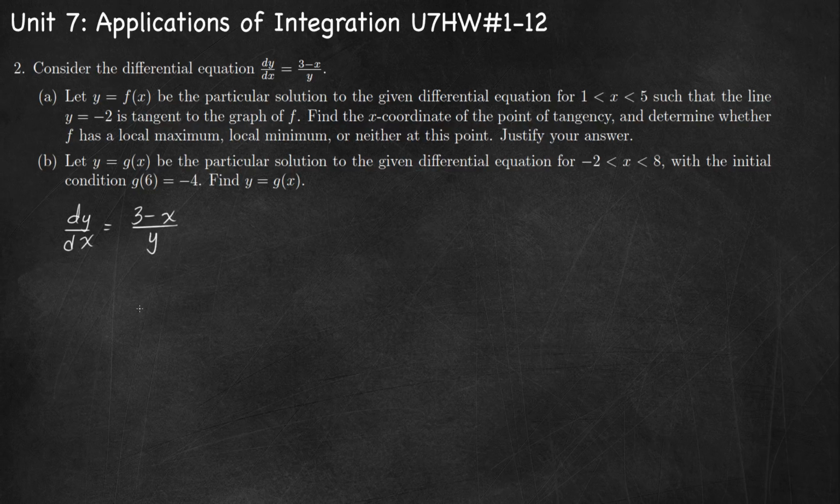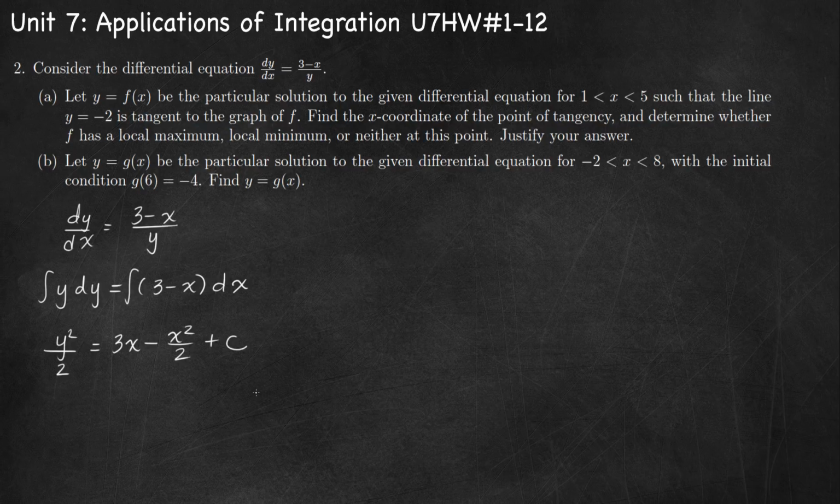I'm going to separate my variables, so we multiply both sides by y and multiply both sides by dx. Now I have something times dy equals something times dx, so I'm going to integrate both sides. On the left, the integral of y dy is y squared over 2 plus c, but I'll save my c for the other side. And then I integrate the right-hand side. I get 3x minus x squared over 2 plus c. So that's my combined constant term.